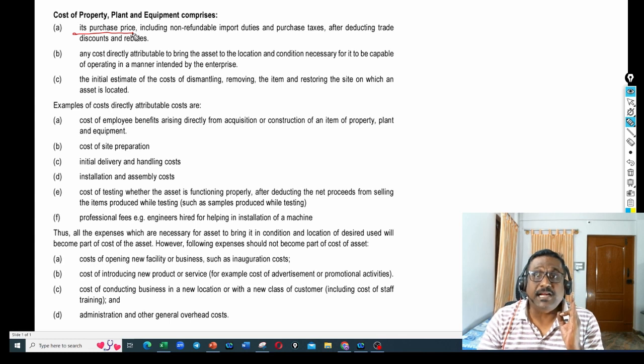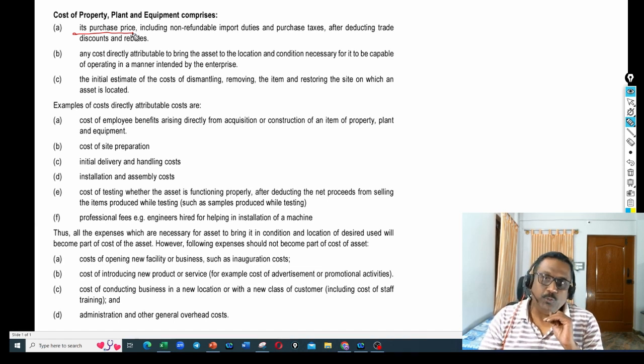Non-refundable import duties and any purchase taxes also are to be included. If at all you paid any taxes along with the purchase cost, and if those taxes are non-refundable, then you have to include them as a part of cost of property. If the taxes are refundable, you should not include them. If they are non-refundable taxes, then you have to include them as a part of cost of purchase. So, purchase cost and non-refundable import duties and any purchase taxes are to be included.